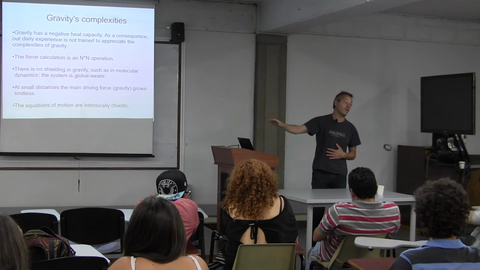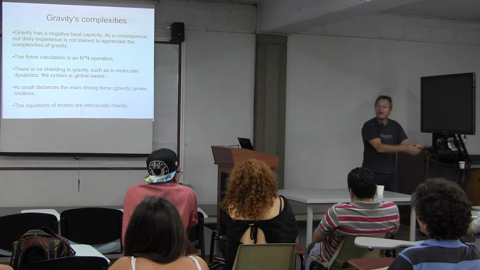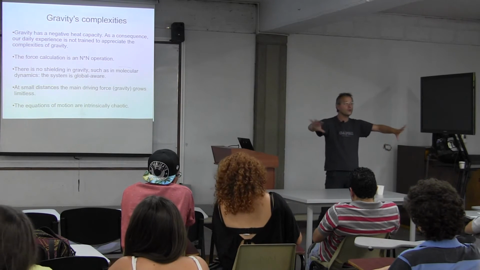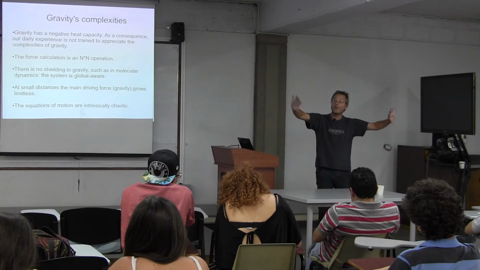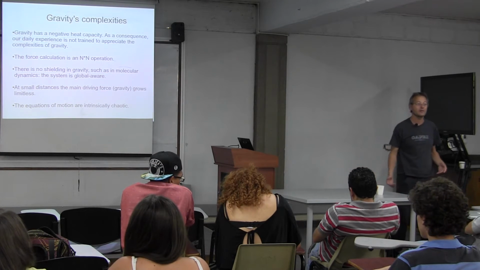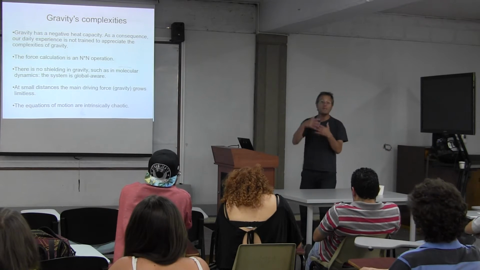There is no shielding of gravity. If you do molecular dynamics, I have a bunch of electrons here, or whatever I have, and I have a bunch there, but they're shielded from each other. So you don't feel a force over large distances, because you have positive and negative charges. Gravity has only one charge, right? It's always attractive. You don't have a repulsive gravity.